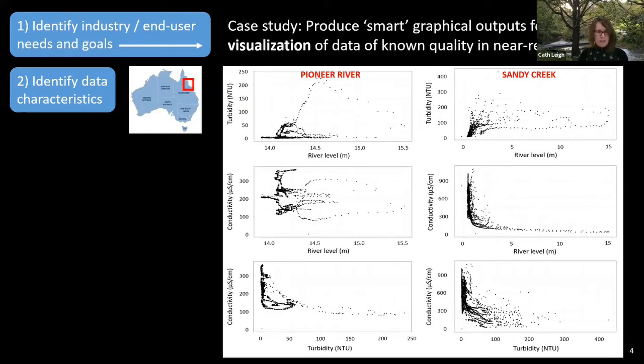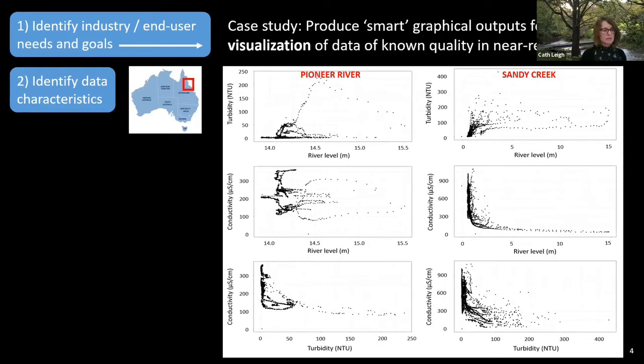Now, this is an essential first step because it dictates a lot of the decisions you make throughout the rest of the framework. And for this case study, we were really interested in producing smart graphical outputs for visualization of the data, of the raw data, so that it could be indicated in terms of its known quality in near real time. And I think Ryan made a really good case for why that was the end user need and goal in this particular case study.